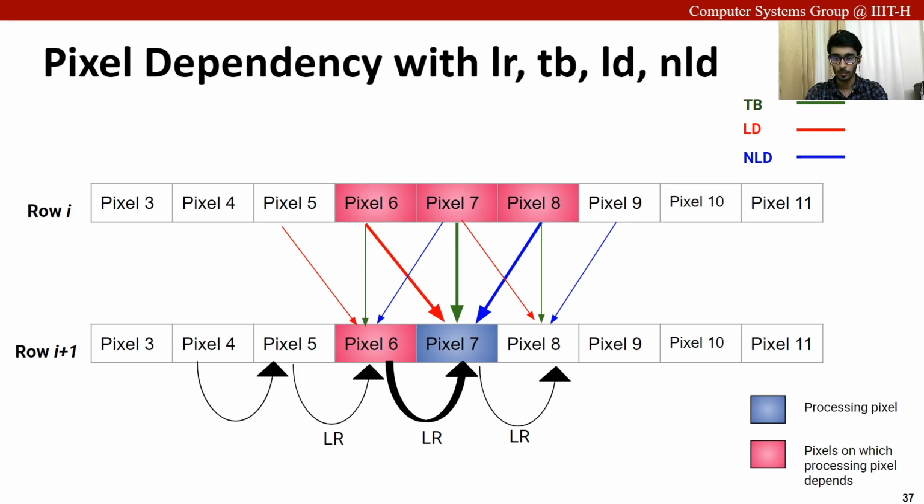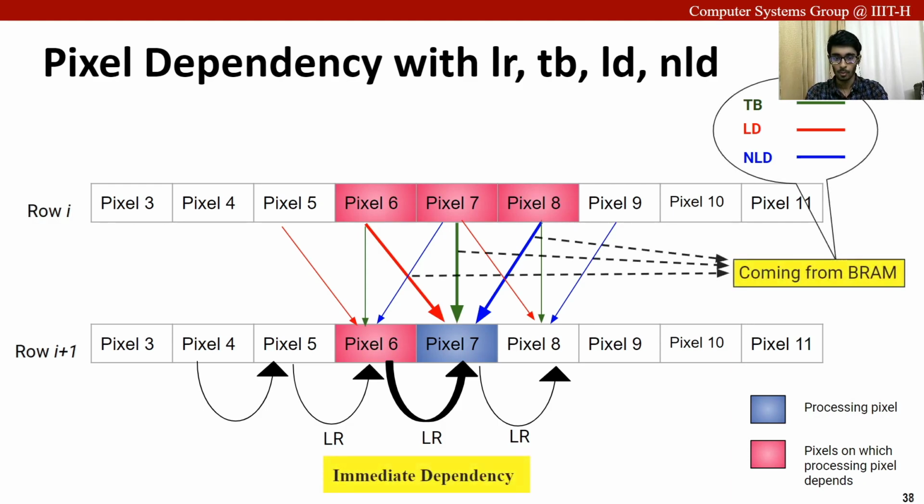So suppose we were processing row I plus 1th pixel 7. So this pixel 7 depends on row ith pixel 6, LD pixel 7's TB, pixel 8's NLD path cost vector. And it also depends on pixel I plus 1th, pixel 6 for LR and pixel 8 for RL. So when we are processing pixel 7, this pixel will get all the vertical direction path cost vectors from BRAM, and this BRAM was filled when we processed row I.